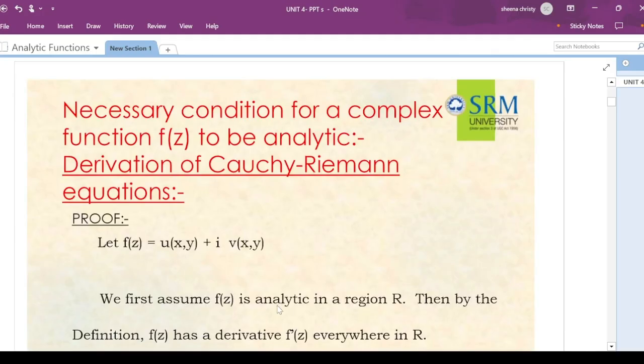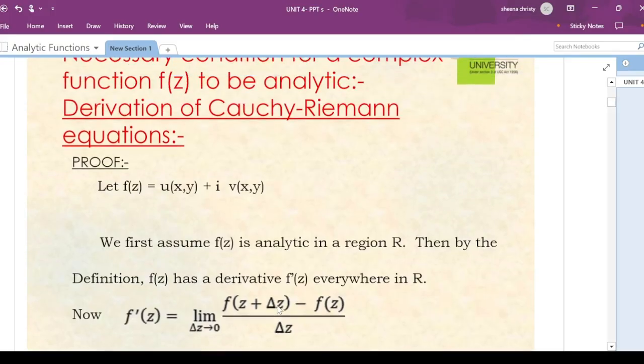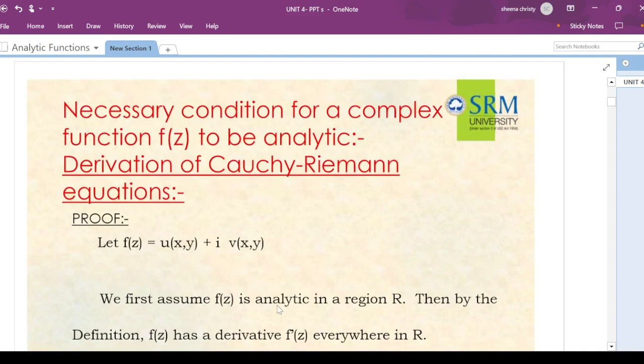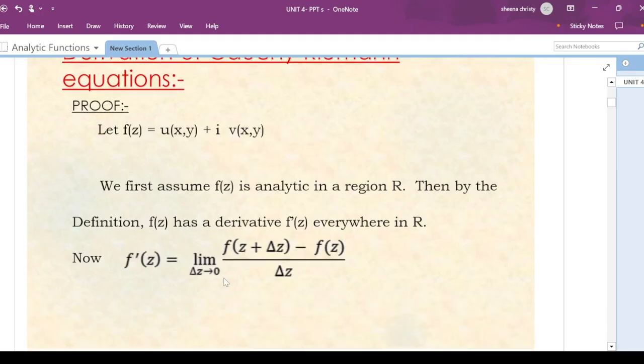Now, the sufficient condition for the function to be analytic is that the first order partial derivatives exist and they are continuous. So here we are having the statement, let f of z equal to u plus iv. We assume that f of z is an analytic function in a region R. Then by the definition, f of z has a derivative everywhere in the region R. So f dash of z you can write as limit del z tends to 0 of f of z plus del z minus f of z by del z.